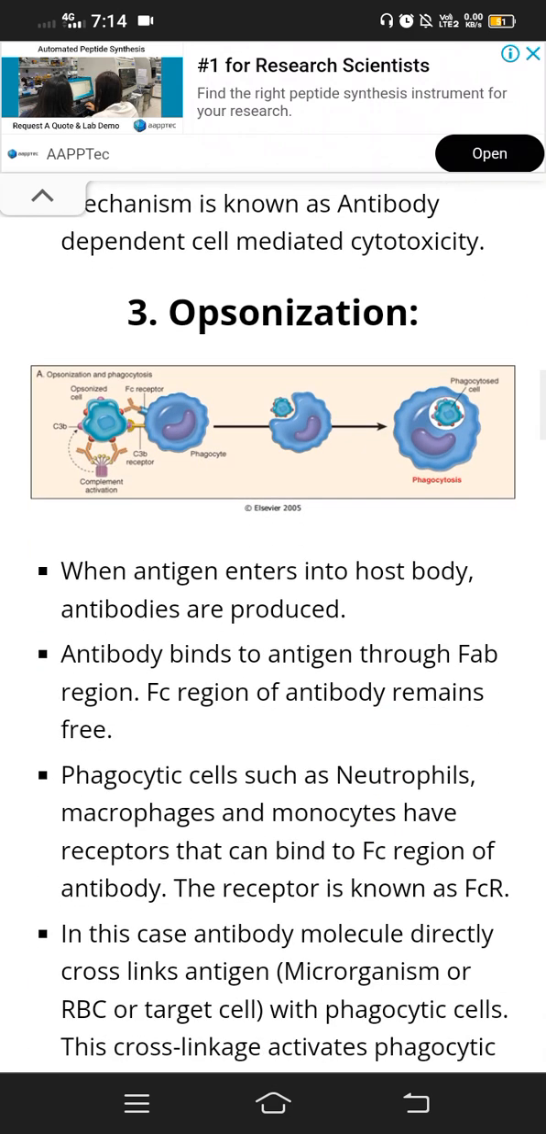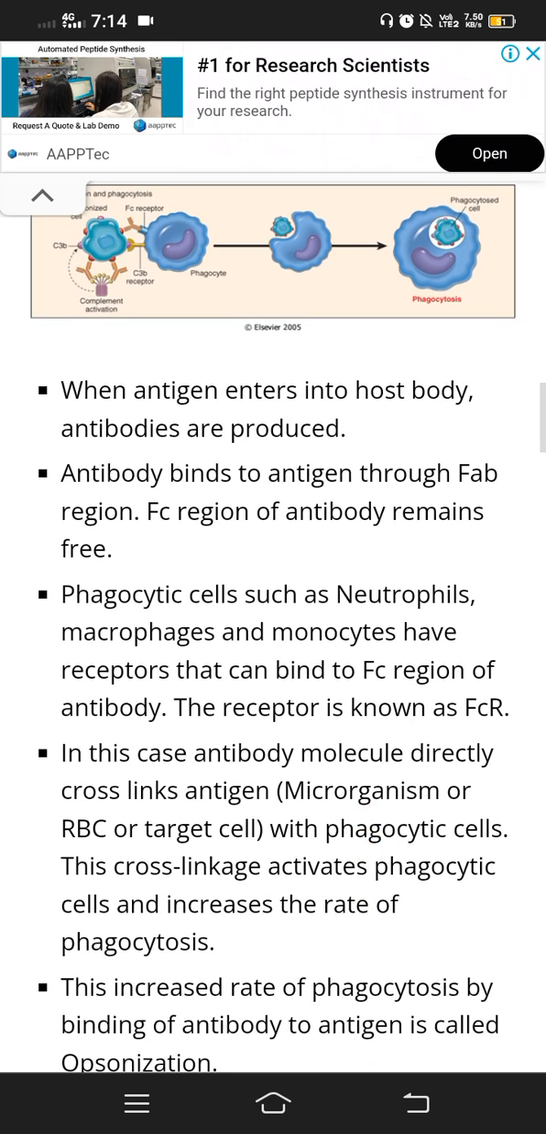Then opsonization. When antigen enters the host body, antibodies are produced. Antibody binds to antigen through the Fab region. The Fc region of the antibody remains free. Then phagocytic cells such as neutrophils, macrophages, and monocytes have receptors that can bind to the Fc region of antibody. The receptor is known as FcR.